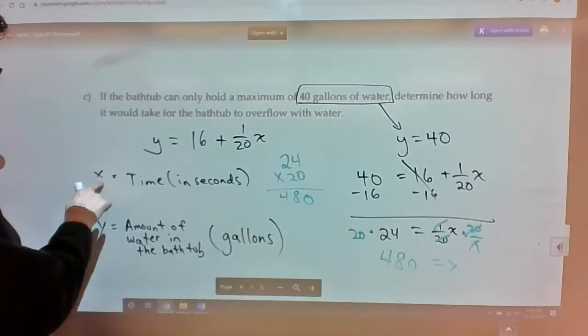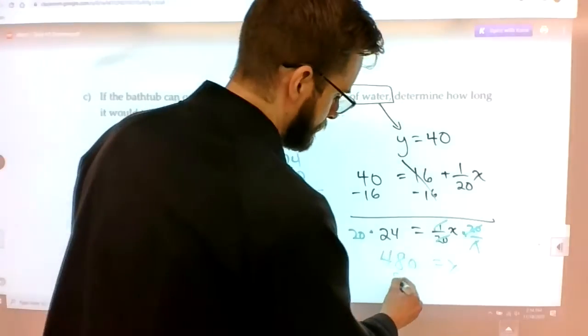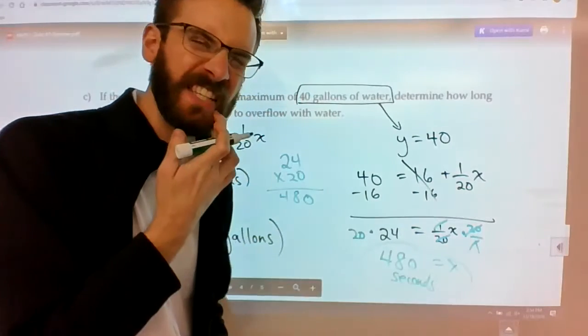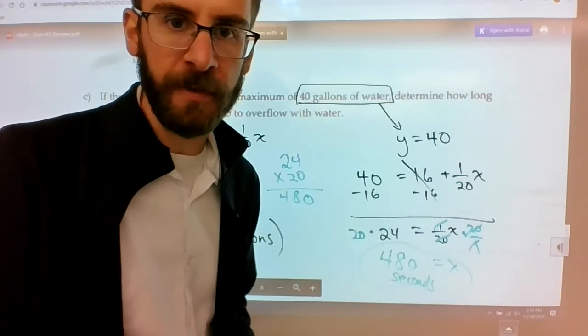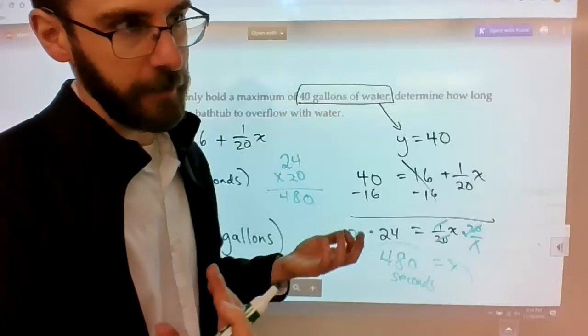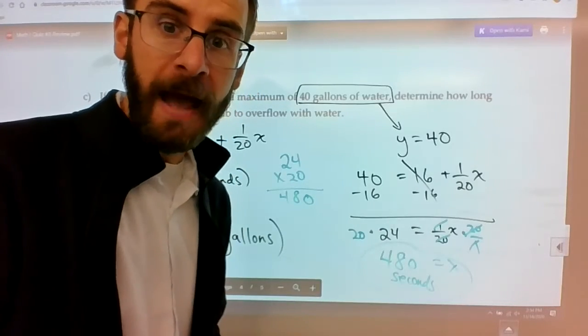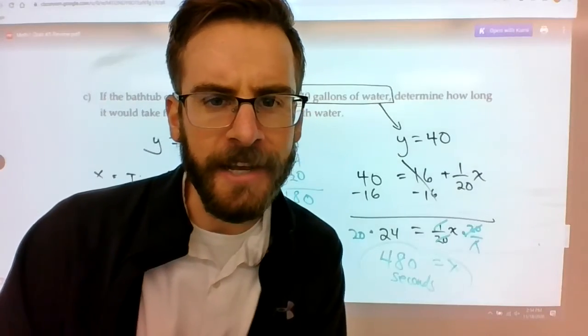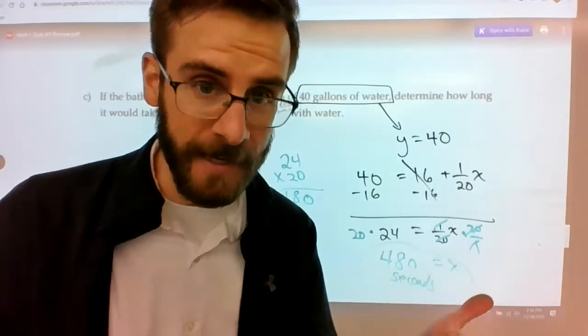And we're talking seconds. And that's the same as 8 minutes. Probably 8 minutes would be the better way of describing that to another person if they really wanted to say, okay, how long is it going to take for this bathtub to overflow? You probably wouldn't get somebody who says 480 seconds. They're probably going to say 8 minutes.